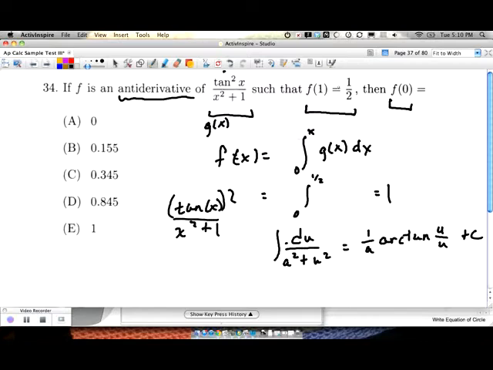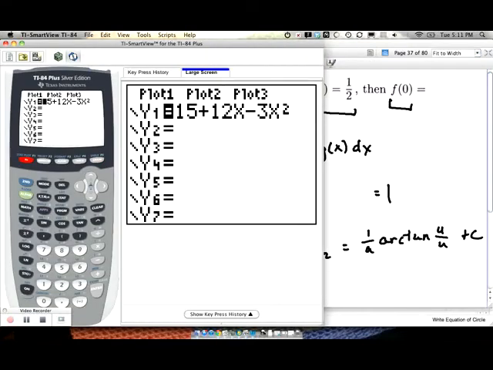But let's think about this for a second. We know that f of 1 equals 1/2. F of 0 then, what's the integral at 0? Let's go ahead and plot to see what we get. We're going to clear, we got tangent squared, tangent of x, and we're going to close it off, then we're going to square it. We're going to divide that by, now we've got to put this in parentheses, x squared plus 1.